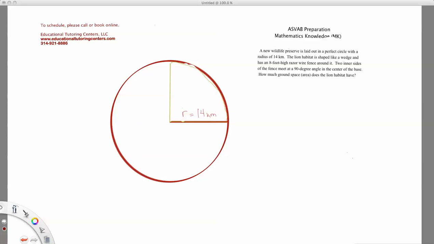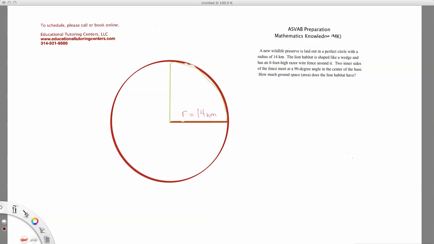The problem says a new wildlife preserve is laid out in a perfect circle with a radius of 14 kilometers. The lion habitat is shaped like a wedge and has an 8-foot high razor fence around it. Two inner sides of the fence meet at a 90-degree angle in the center of the base. How much ground space or area does the lion habitat have?